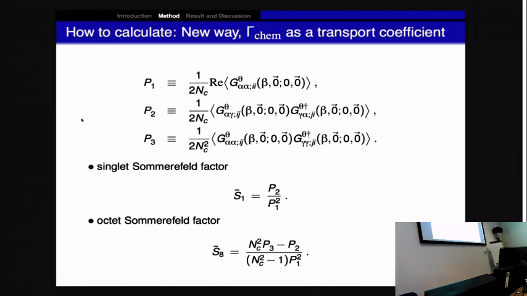And on the lattice, one needs to compute these three things. This one is like a heavy quark just propagating, and this one is the heavy quark propagating sandwiched with anti-heavy quarks, which is related to singlets. And this is the different color combinations. And using these three lattice quantities, one can define this Sommerfeld factor for the singlets and octets.